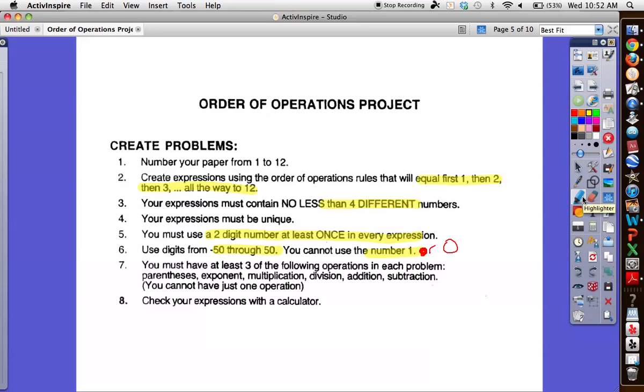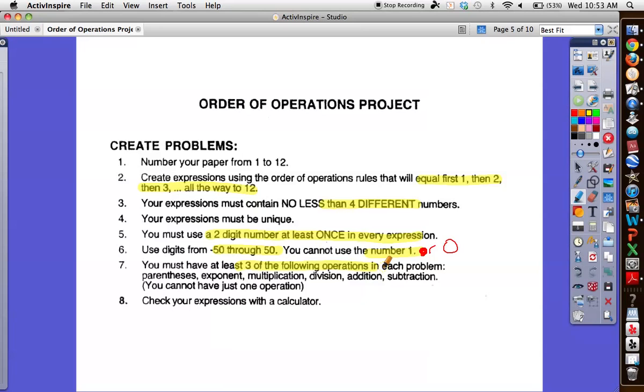All right. 3 of the following operations. Can't have just 1. So 3 of the following in each expression. So use 3 different operations, which should work if you have 4 different numbers. And then again, make sure you check your expressions. Make sure you do the math correctly.